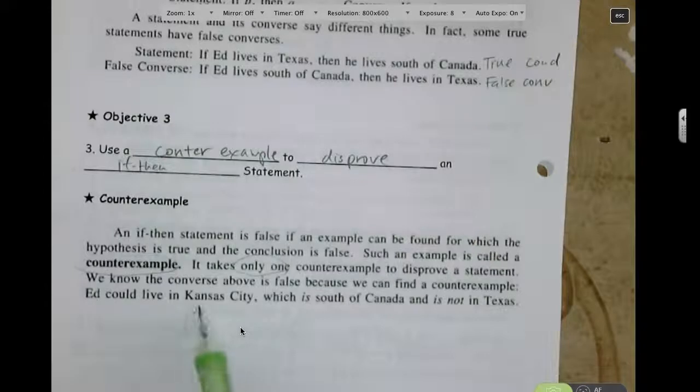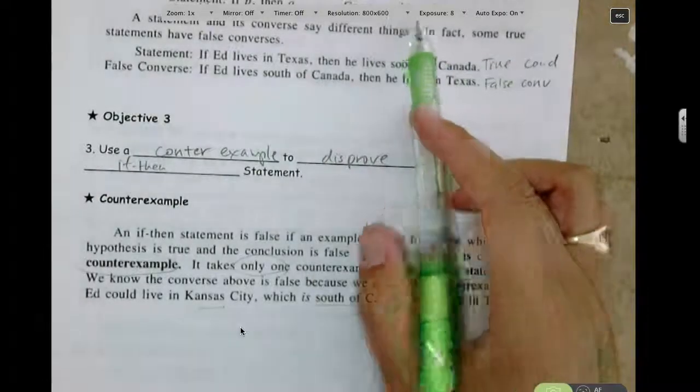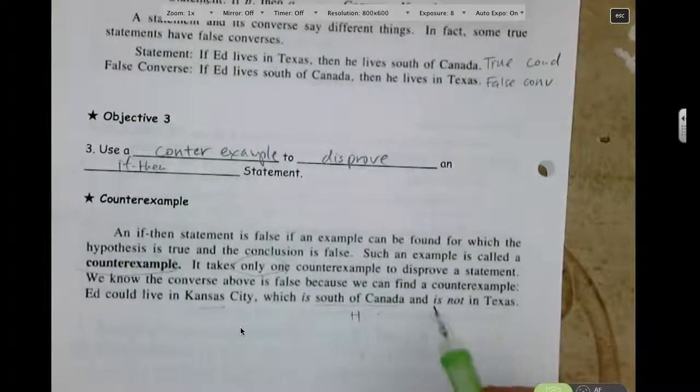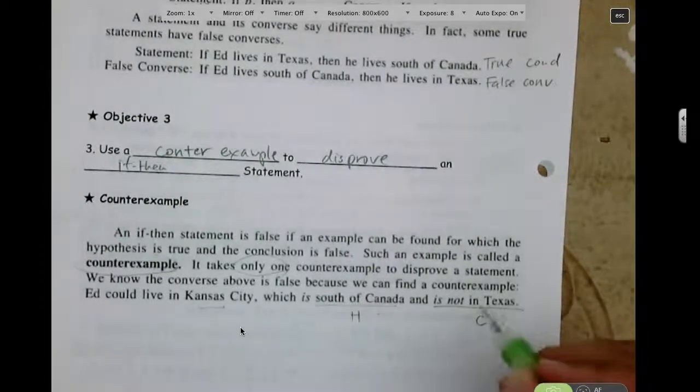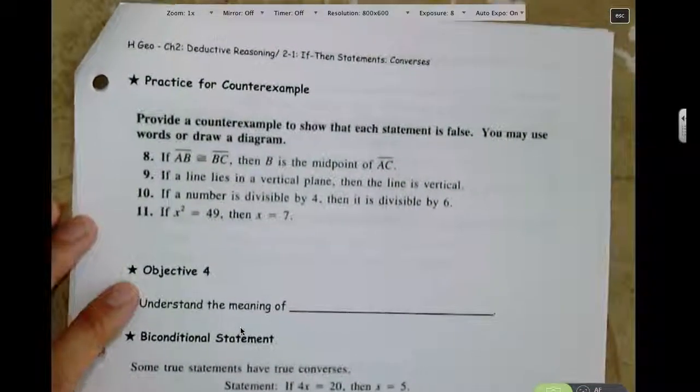Ed could live in Kansas City, which is south of Canada. For the converse, south of Canada was the hypothesis, which is true, but the conclusion is incorrect. Living in Texas is not correct. Okay, all right, so let's practice here.